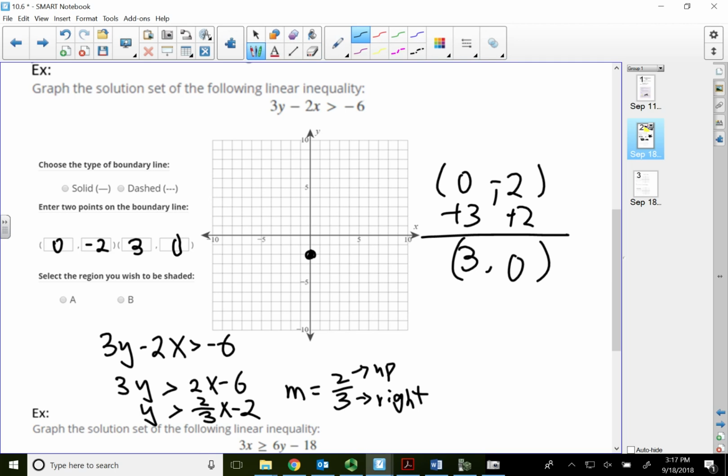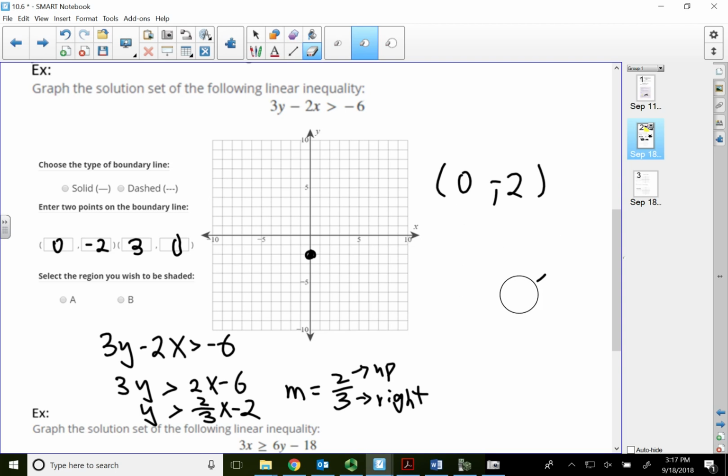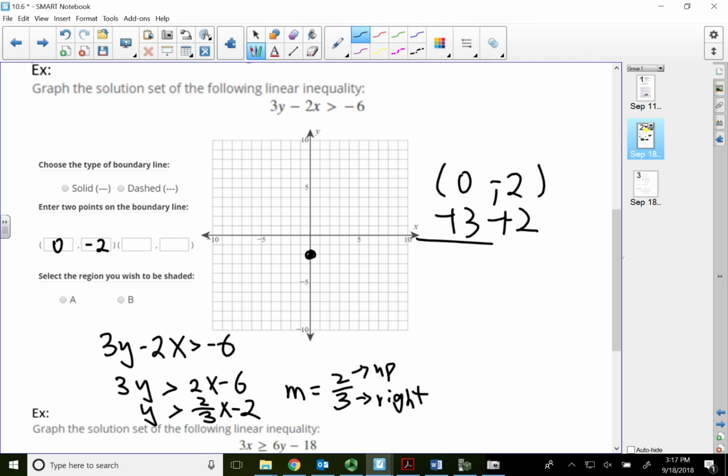Hold on a minute. Up to, what am I writing? All right, hold on a minute. Up to the right 3. So that will be 3, 0. Okay, 3, 0. So up to the right 3, that will be about right here.